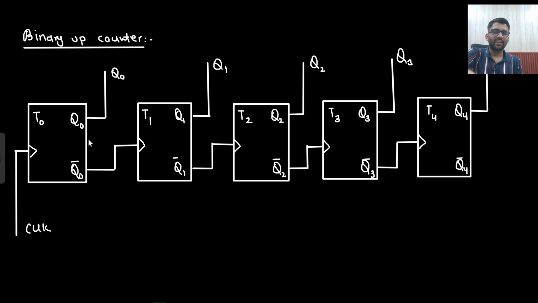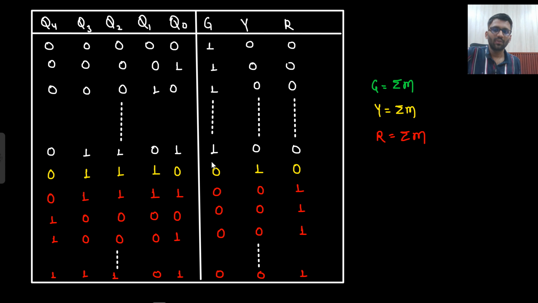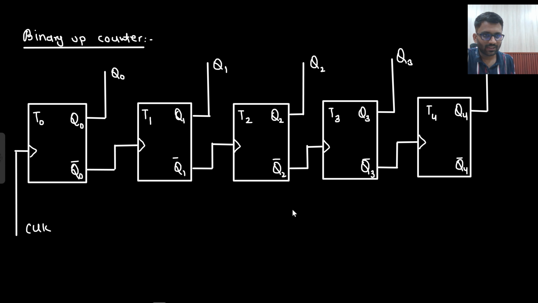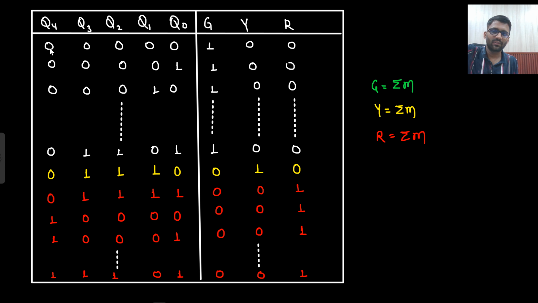But this is how I will design my binary up counter. This is my up counter only. Q0, Q1, Q2, Q3, Q4 will be my outputs. Now, what will I do? These combinations I will generate. I will give one clock pulse. If I give the first clock pulse, what will I have? 0 0 0 0 0. Then I will give another clock pulse, what will I have? 0 0 0 0 1. Then another clock pulse, 0 0 0 1 0. Till 14 clock pulses.